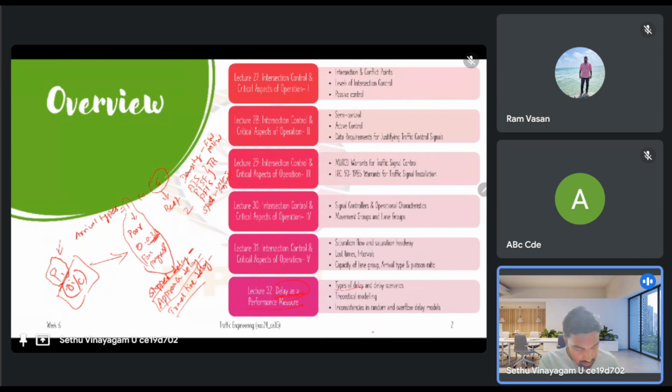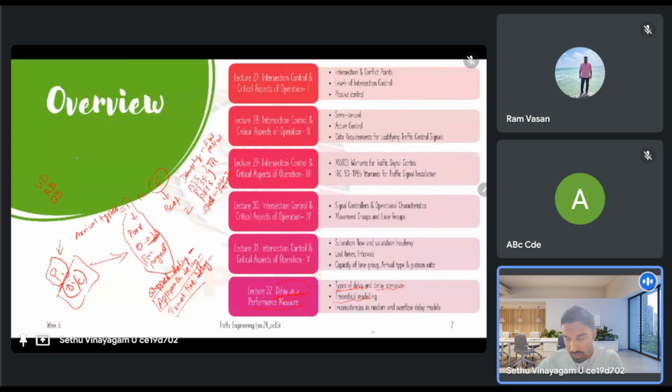So we are looking at these different types of delay and then different delay scenarios. And then there are different theoretical models that look at quantifying the delays. Okay. So we have three different delays. One is the uniform delay, right? And then we have random delay, and then we have overflow delay.